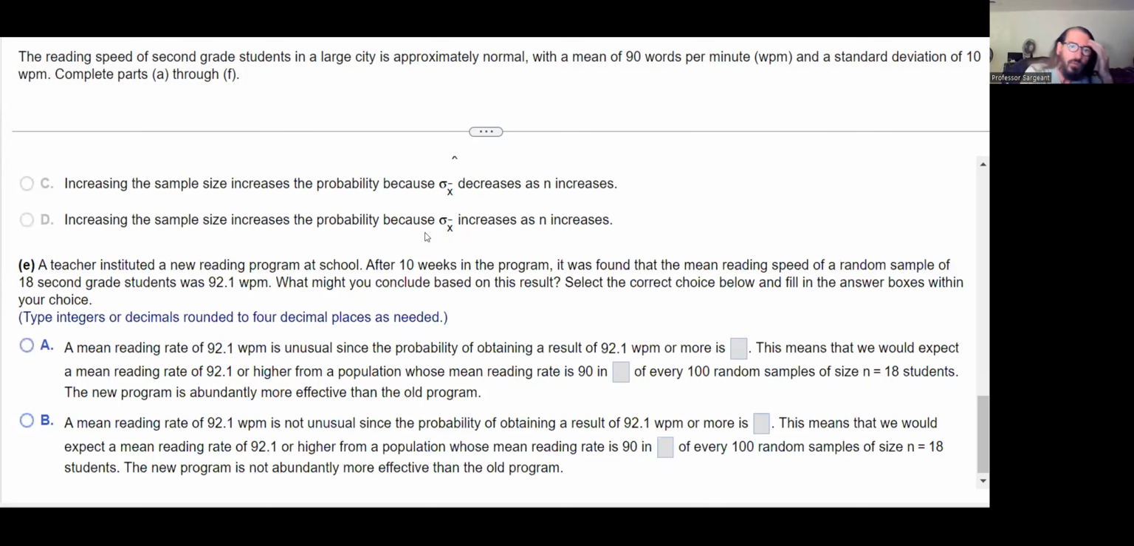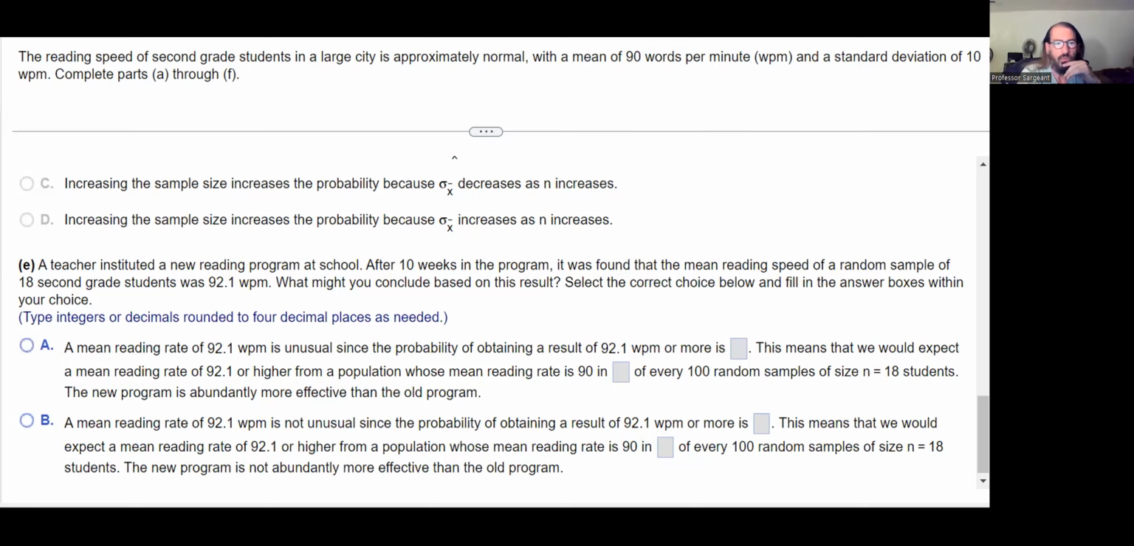And I think we have just this one last part, maybe two. The teachers instituted a new reading program at school. After 10 weeks of the program, it was found that the mean reading speed of a random sample of 18 second grade students was 92.1. What might you conclude?